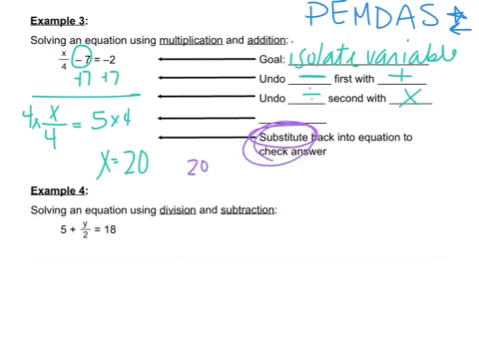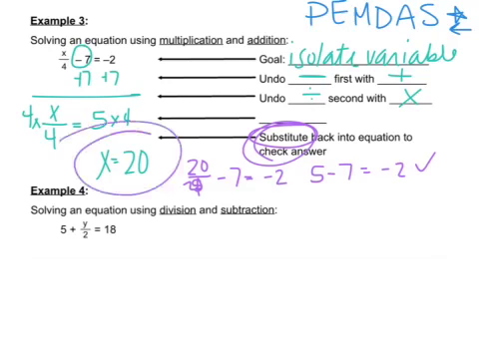And finally, we need to substitute in and check our answers. So is 20 divided by 4 minus 7 equal to negative 2? 20 divided by 4 is 5. 5 minus 7 is negative 2. So yes, it is good. We are correct.